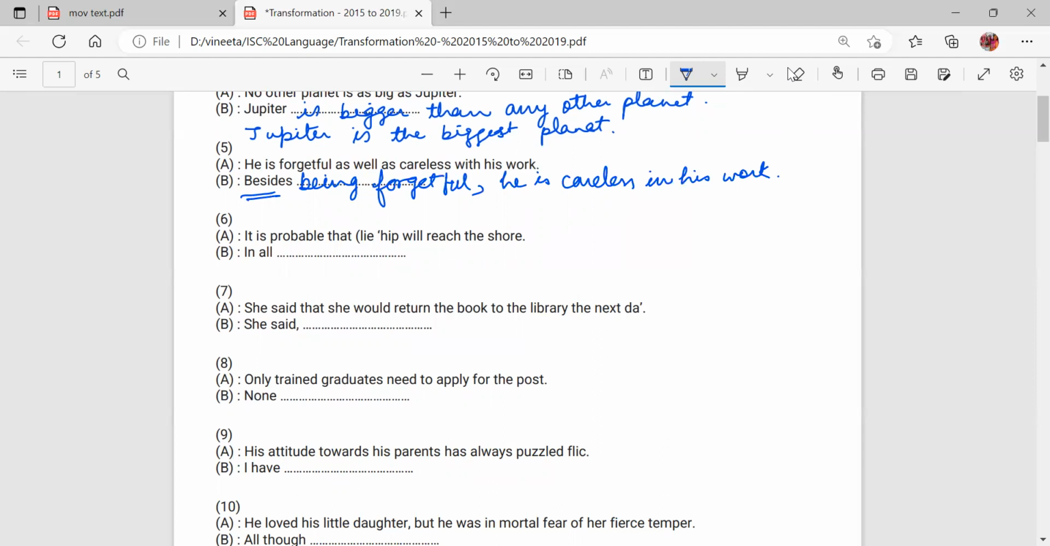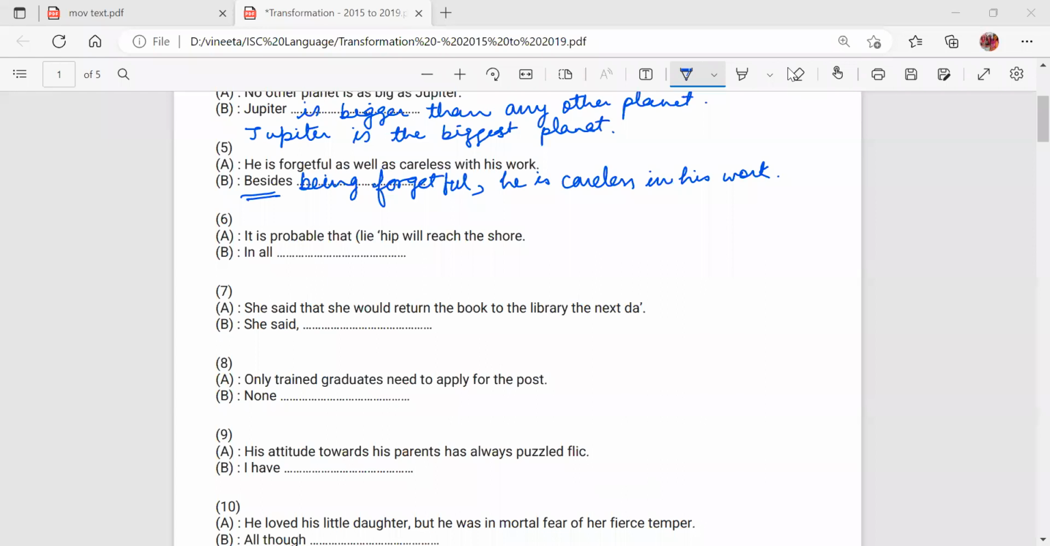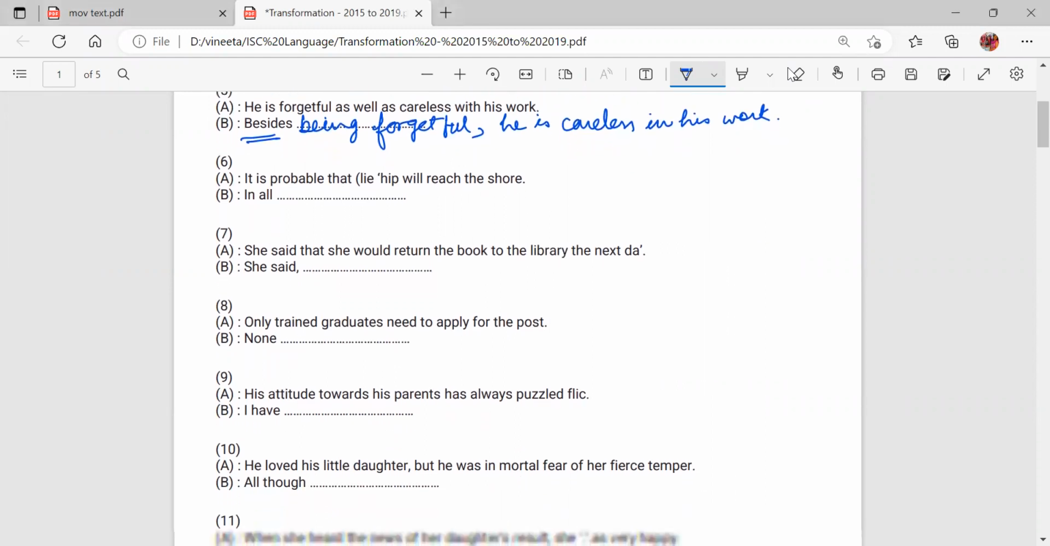Do you understand? So "also" is never used when we are using "besides". All right, so please understand that we never use "also" or "as well". Children make this common mistake. Now look at the next sentence.